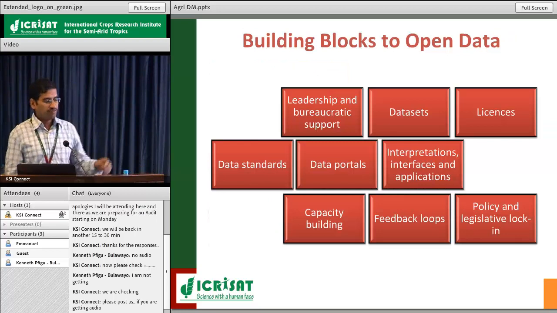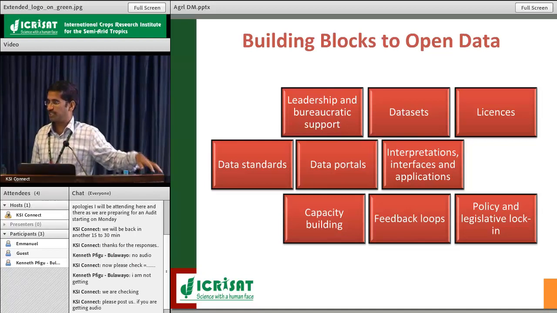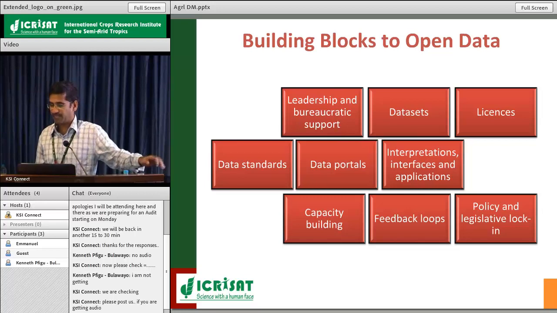And when you talk about open data, maybe we can discuss, but there should be a force, a support from different people, maybe scientists, bureaucrats, political leaders. There should be leadership and bureaucratic support, so that there is a compulsion on the scientific community to share the data. Sometimes we need to force people in different dynamics.